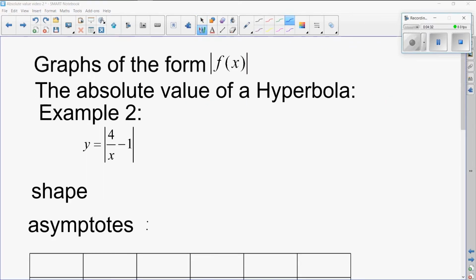So in example 2, we are asked to find the absolute value of a hyperbola, and the hyperbola is y equals 4 over x minus 1. So once again, we're just going to draw the normal hyperbola and then reflect it. So if I'm drawing the hyperbola y equals 4 over x minus 1, looking at the shape, what identifies the shape? If I go with the general equation of my hyperbola, y will equal a over x plus q.